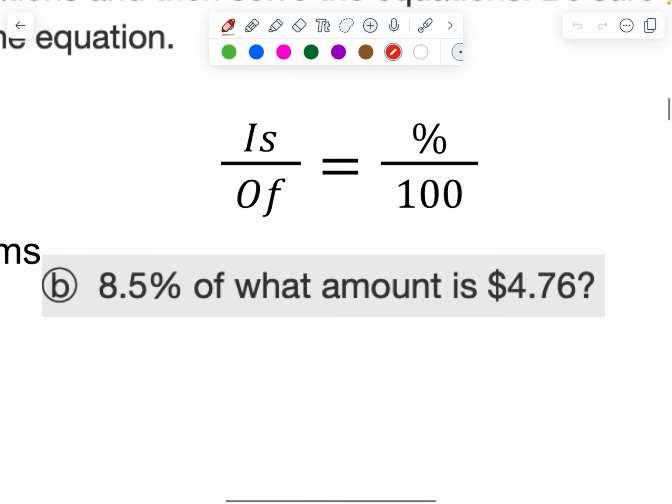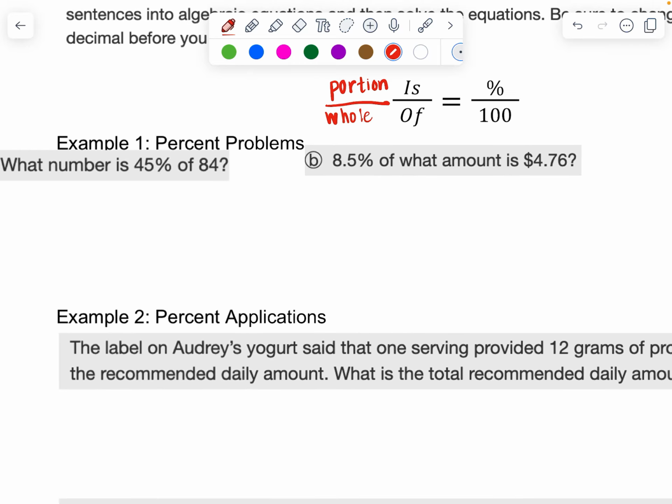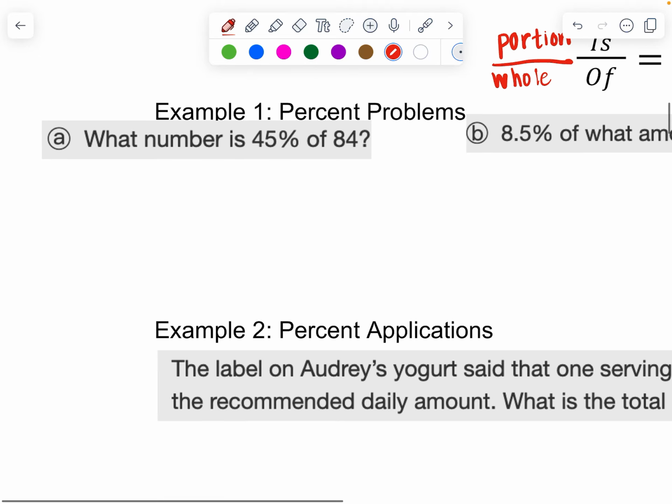I prefer this equation. This automatically turns the percent into a decimal when we divide by 100. So is over of equals percent out of 100. Is over of, if it's a real world type situation, they might give you the portion or the part over the whole. That's the same as is over of. So before I start anything, I'm going to make my proportion here. I know that the bottom of the second fraction is going to be 100.